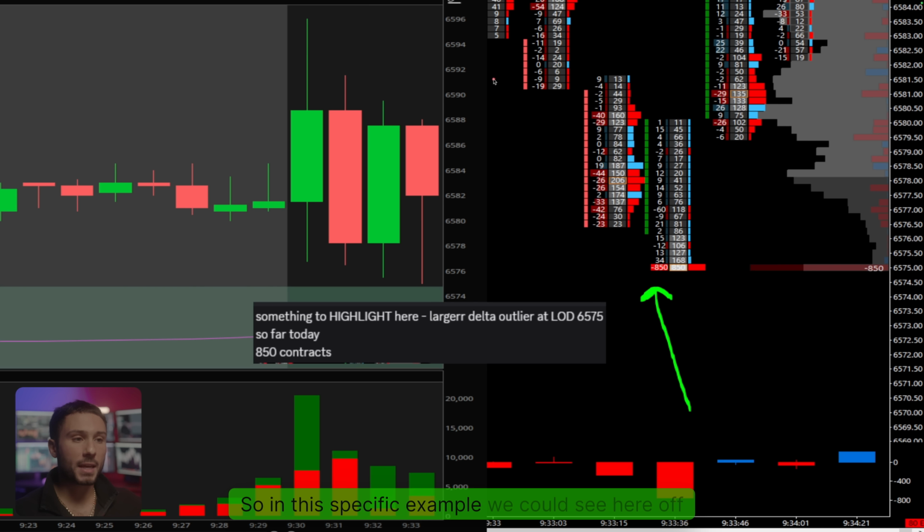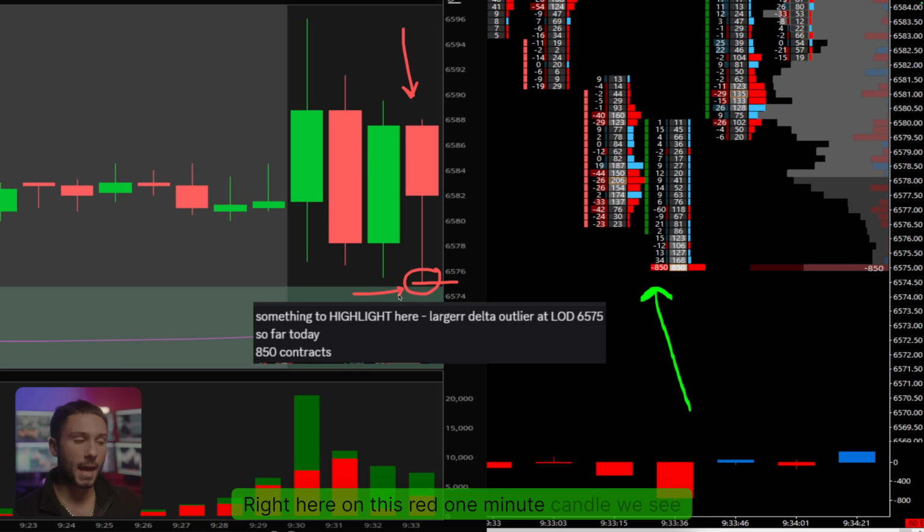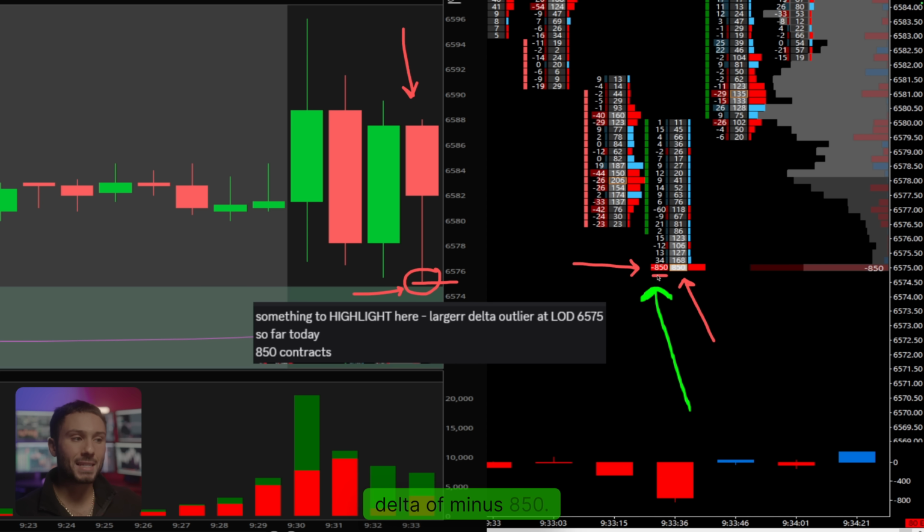So in this specific example, we could see off of this 1 minute candlestick chart, at this 933 candle, the market sells off. And what we cannot see on the charts, but we can see on the order flow, is at this low of the day, which is 65.75, right here on this red 1 minute candle, we see 850 contracts hit the bid with 850 total contracts, giving us a negative delta of minus 850.